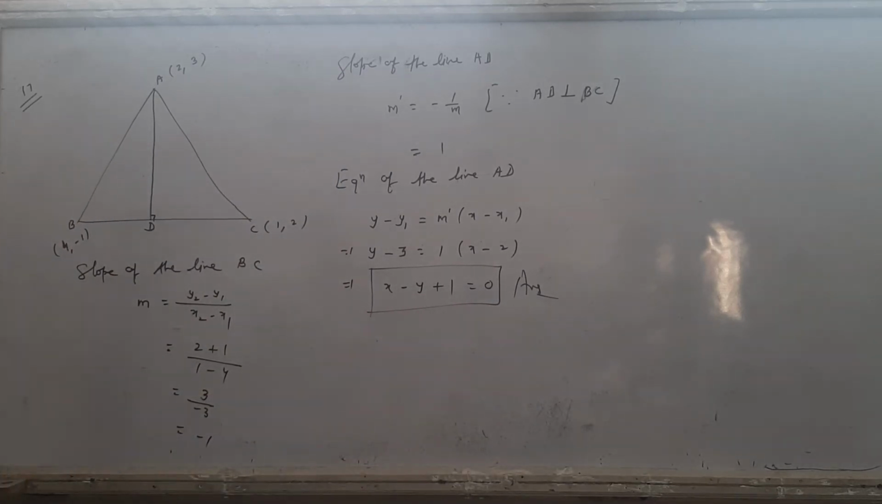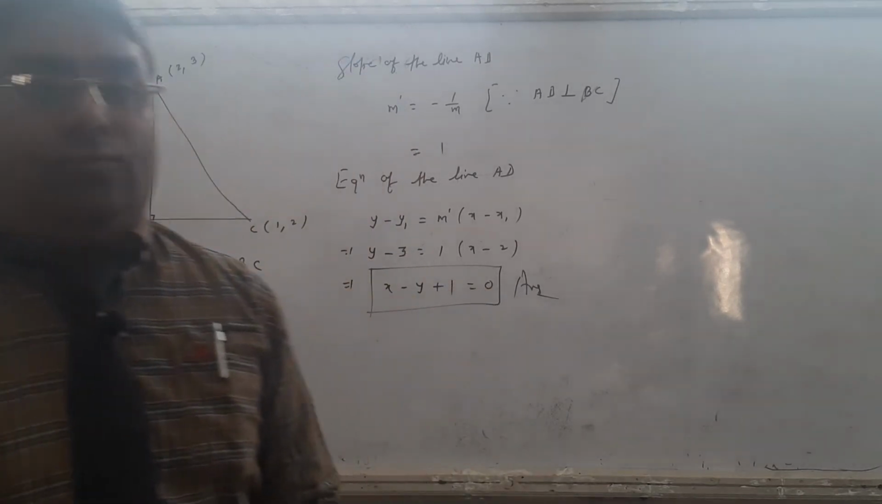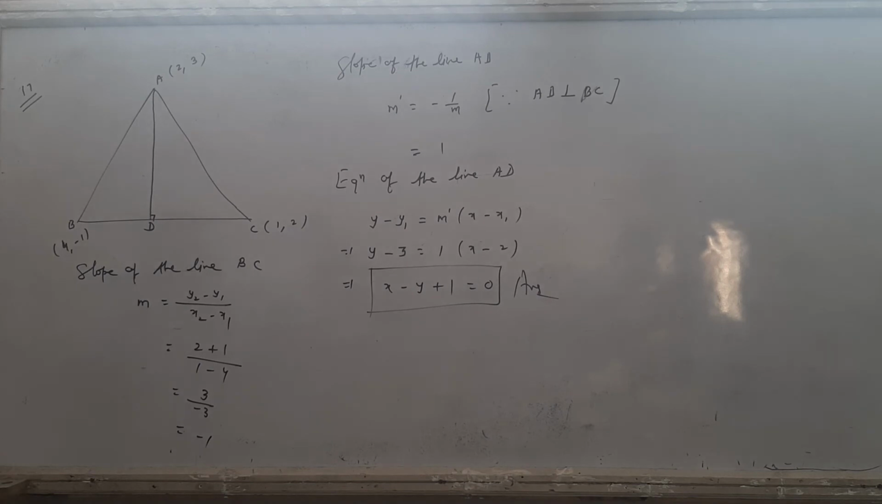But now the second answer, find the length of the altitude. So there are two methods. One, find D, and after finding the coordinates of D, apply the distance formula. You know the distance formula, when 2 points are given and you find the length of the line: under root of x2 minus x1 whole square plus y2 minus y1 whole square. But now this is the second method.